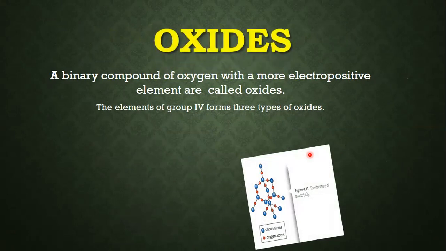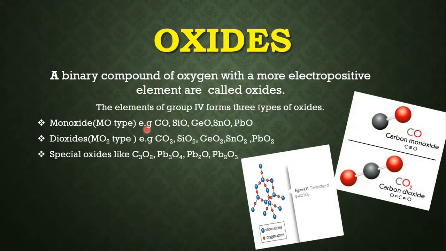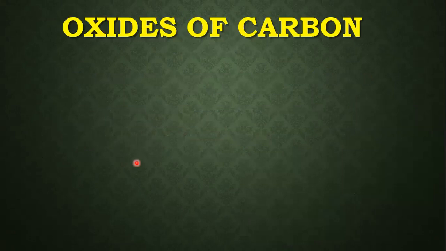First of all, what are oxides? Oxides are basically binary compounds of oxygen with a more electropositive element. Group 4 has three types of oxides. Monoxides are MO type, like carbon monoxide, silicon oxide, germanium oxide, tin oxide and lead oxide. Dioxides are MO2 type, like carbon dioxide, SiO2 and so on. Then there are special oxides like C3O2, Pb3O4, Pb2O and Pb2O3. Let us explain these oxides.